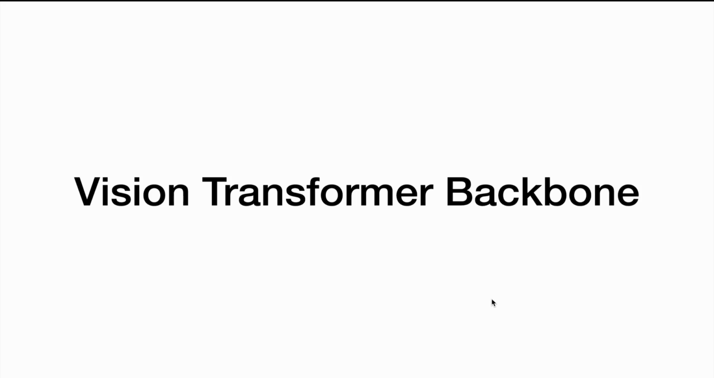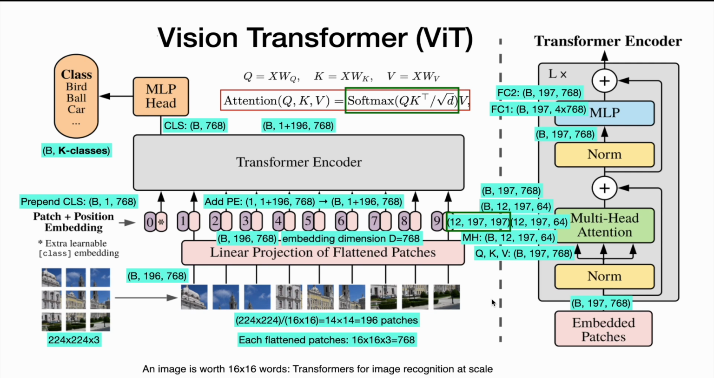Let's have a review of the vision transformer backbone. For the vision transformer, it takes an image as input. For example, the image has a dimension of 224 by 224, and there are 3 color channels, RGB. And then we partition this image into non-overlapping patches.